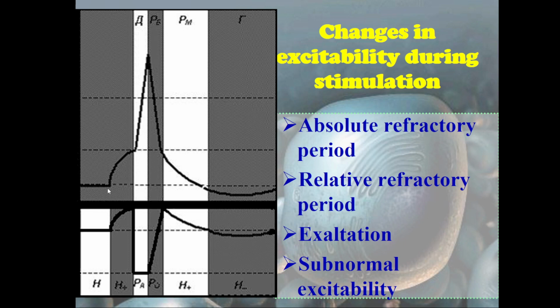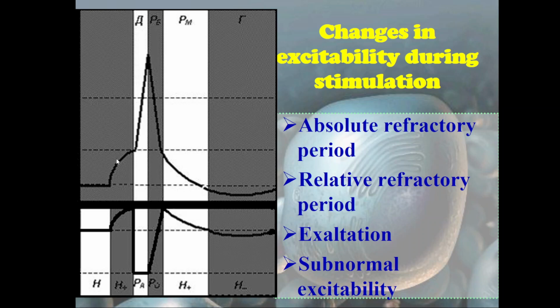So look, the first state of excitability is called normal excitability. Normal excitability coincides with the resting membrane potential. So when the cell is at rest, it is normally excitable. It means that subthreshold stimuli will initiate a local potential, and threshold and suprathreshold stimuli will initiate an action potential.